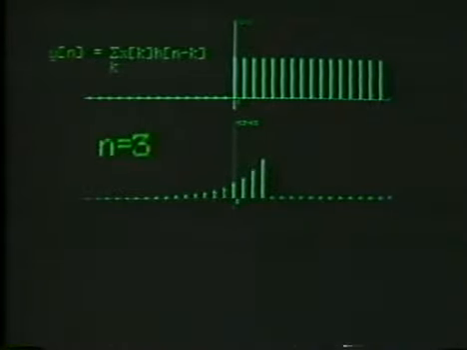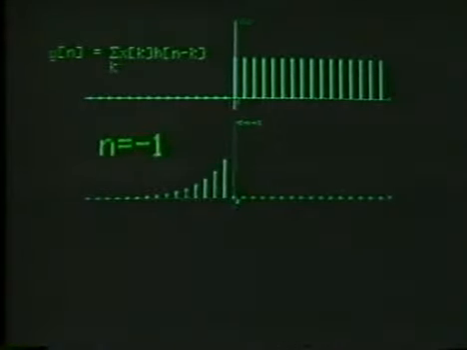Shifting again to the right, we'll have h of 3 minus k. And now let's shift back to the left until n is negative, and then we'll begin the convolution. So here's n equals 0, n equals minus 1, n equals minus 2, and n equals minus 3. Now, to form the convolution, we want the product of x of k with h of n minus k summed from minus infinity to plus infinity.